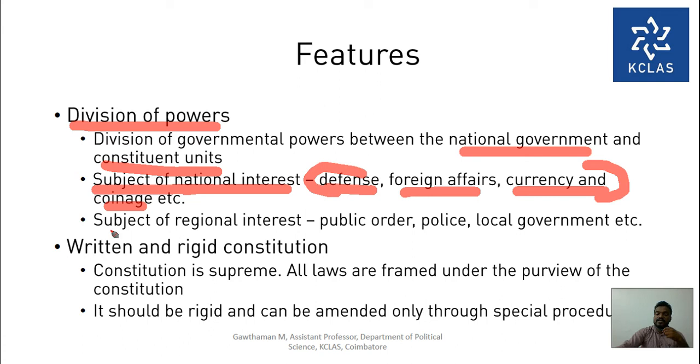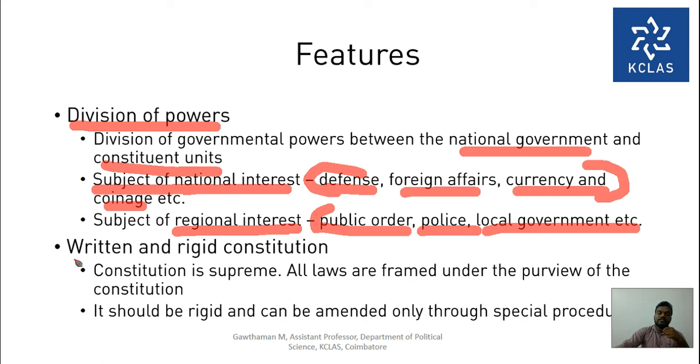And what are the subjects which come under the regional interest? That means, under the purview of the state government, what are the areas coming under that? That is public order, police, local government, etc. These are the major things which come under the state government.